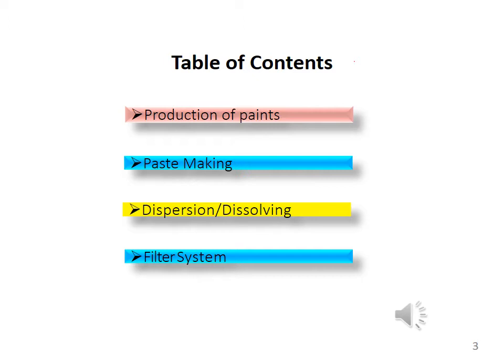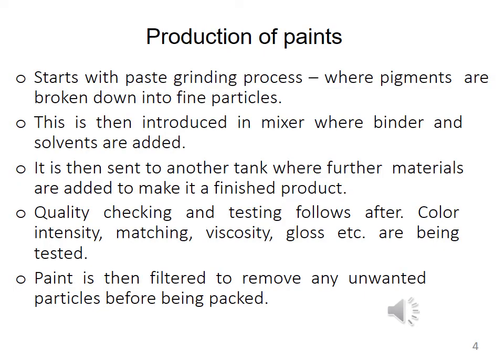Which processes are involved in the manufacturing of paints? Production of paints. How paints are produced? What is the procedure of manufacturing of paints? Start with paste grinding process, where pigments are broken down into fine particles. So how would the process of manufacturing of paints take place? This process starts with the paste grinding process.